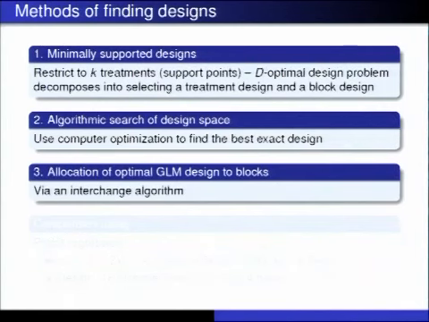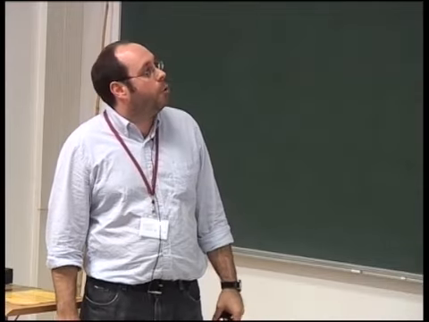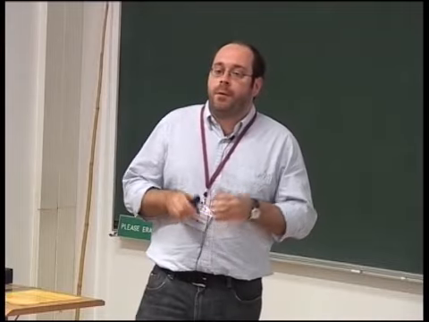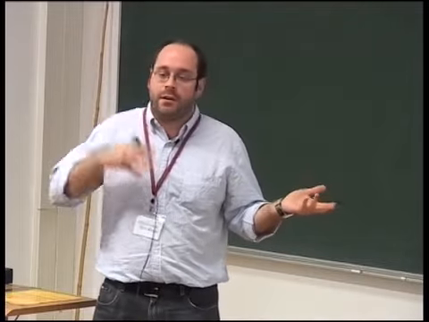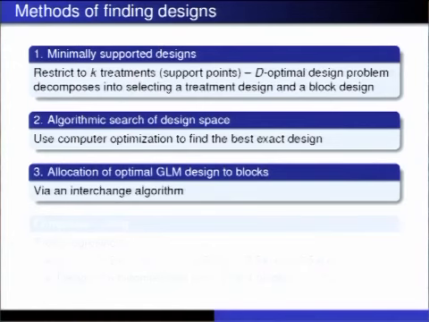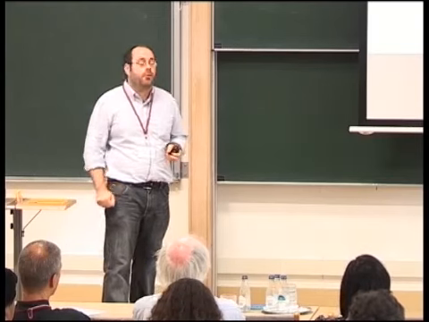And I'm going to look at 3 different ways of finding these designs. These are basically analogous to the methods I discussed earlier for when our response follows a normal distribution. So the first is to restrict to k treatments, where k is the number of parameters in our model. And if we do that, the d-optimal design problem decomposes into selecting a treatment design and a block design separately. We can just do an algorithmic search of the design space using some sort of computer optimization to find the best exact design, or we can take the optimal design for a GLM and then allocate it to blocks to get the most efficient design possible.